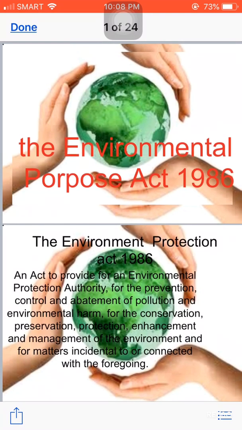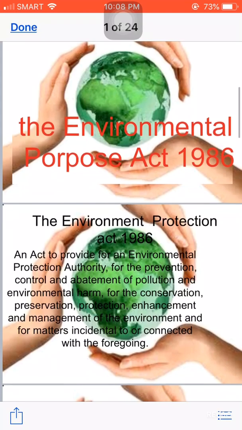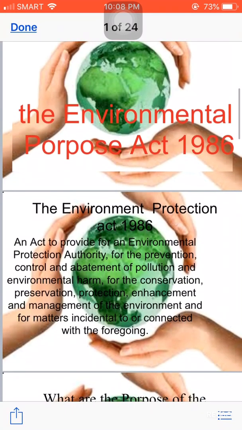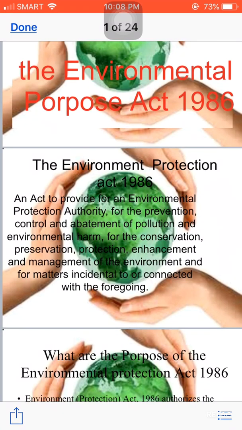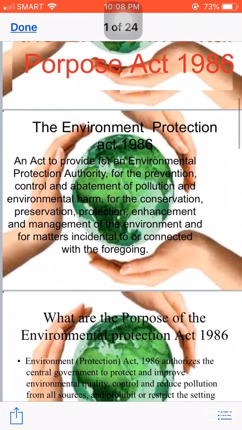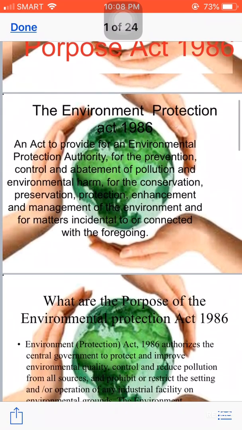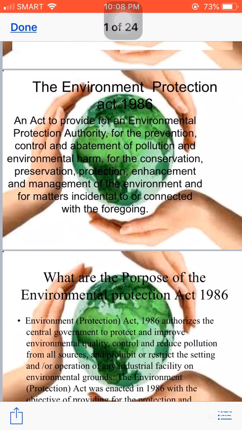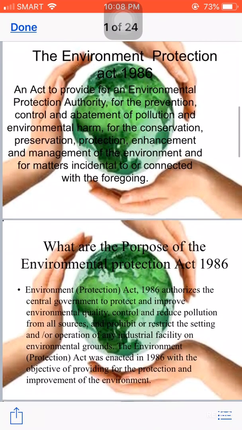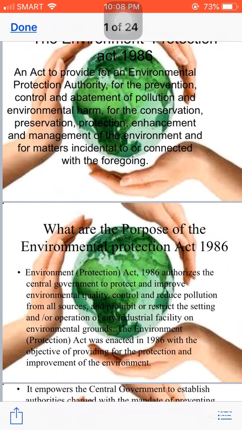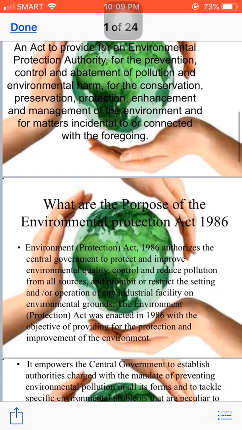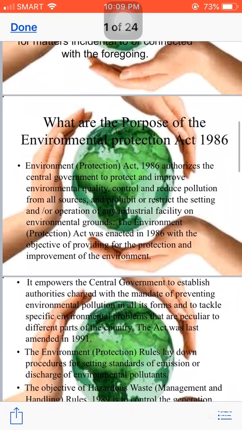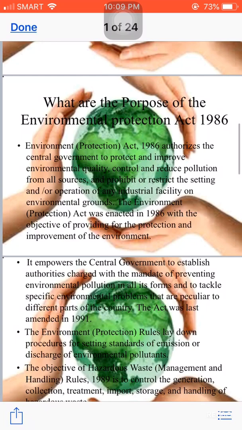My topic I chose is the Environment Protection Act 1986, an act to provide for an environmental protection authority for the prevention, control, and abatement of pollution and environmental harms, for the conservation, preservation, protection, enhancement, and management of the environment, and for matters incidental or connected with the foregoing. What is the purpose of the Environmental Protection Act 1986?